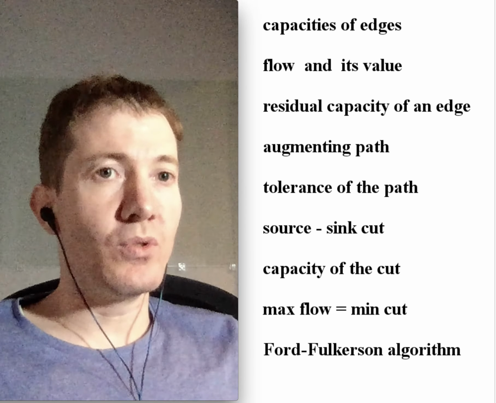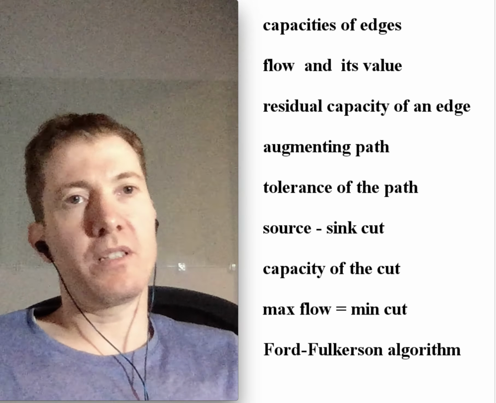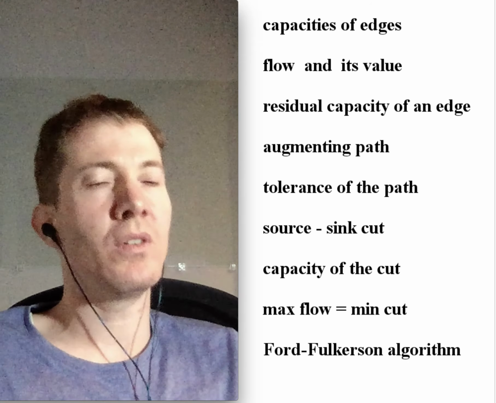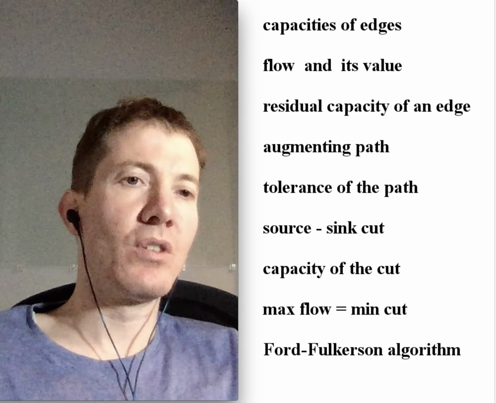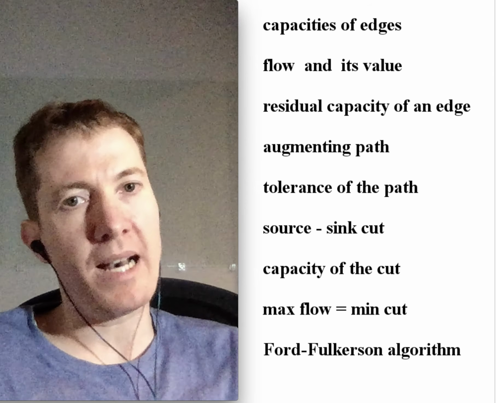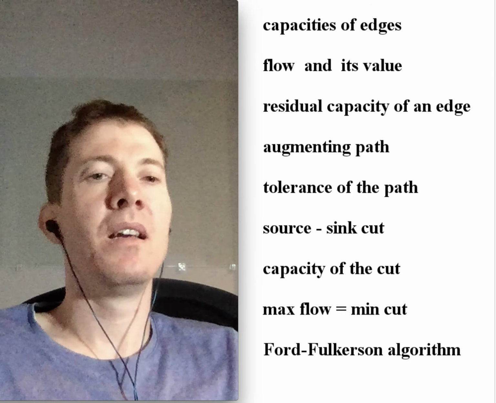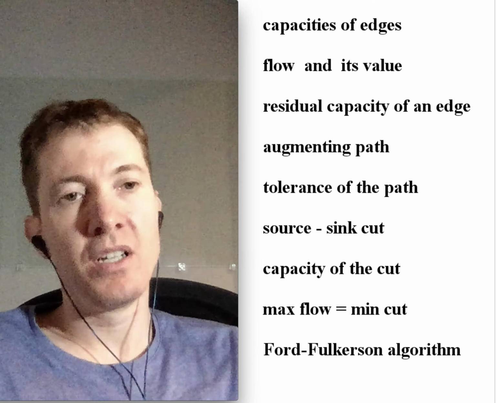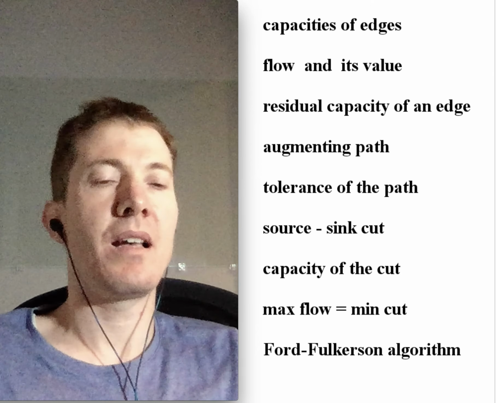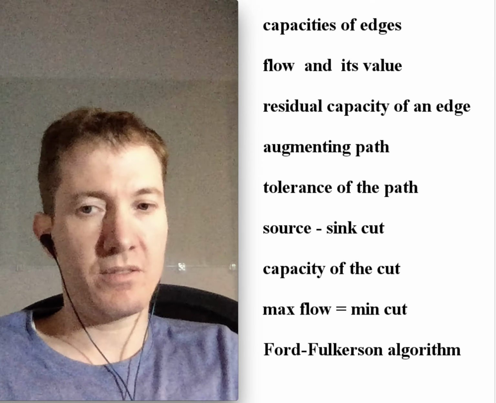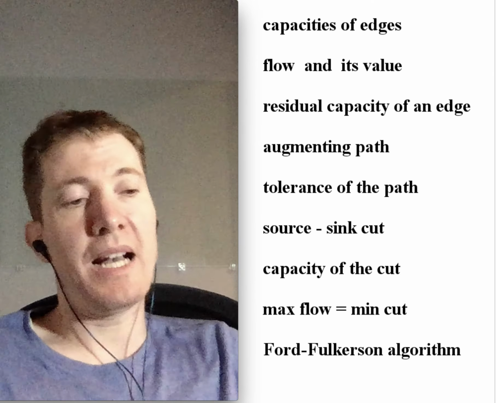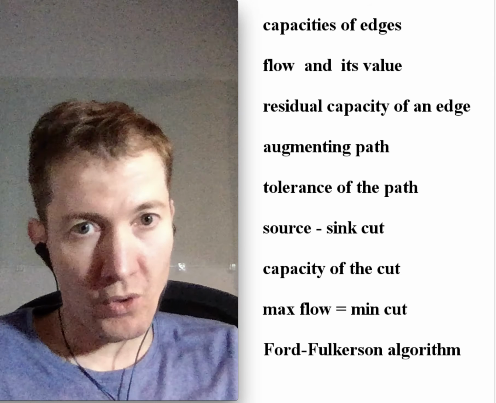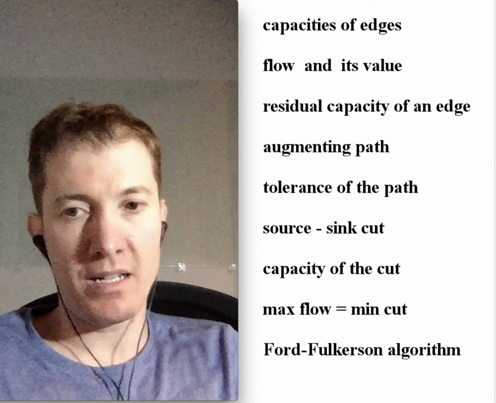So let's just review what we learned. We learned the terminology: the capacities of the edges, the flow, the value of the flow, residual capacity, augmenting path, tolerance of the path, source-sink cuts, capacity of a cut, and we learned that the value of the maximal flow is the capacity of the minimal cut, and then we learned the Ford-Fulkerson algorithm. I hope you would now be able to read this from the book, to read the formal explanation and the definitions, and it's going to be more clear.